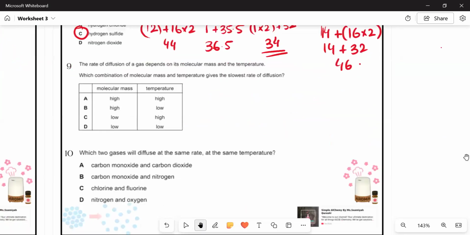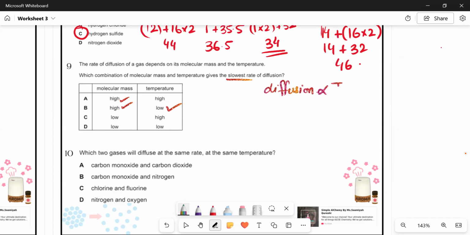Next, the rate of diffusion of gas depends on its molecular mass and the temperature. The combination of molecular mass and temperature gives the slowest rate of diffusion. So the rate of diffusion will be slow if the molecular mass is high and if the temperature is low. Because diffusion is directly proportional to temperature.